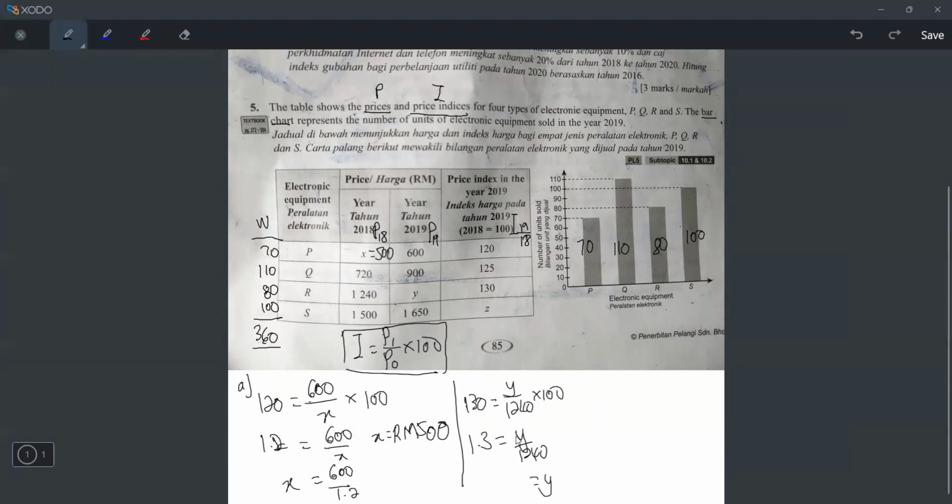I will press the calculator with you. 1.3 times 1240 is RM 1612. So that's the price. RM also, because it's a price. Okay, the last one, Z.